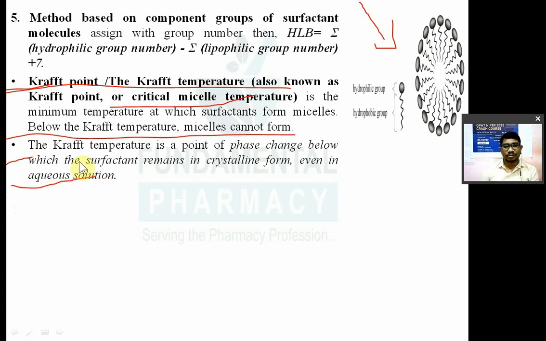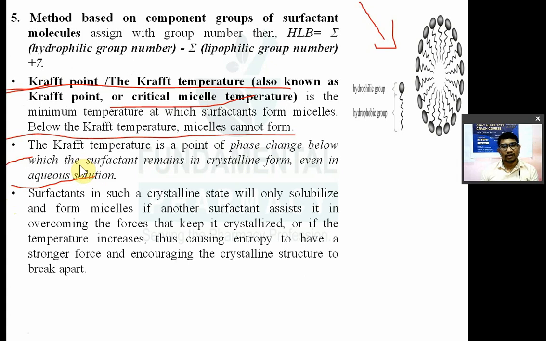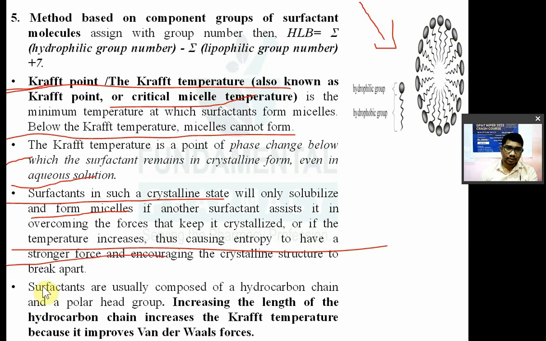Okay, but at the Kraft temperature, the solubility of surfactant will decrease. Now surfactant in such a crystalline state will only solubilize and form a micelle if another surfactant assists. In this case सर्फेक्टेंट माइसिली का फॉर्म करेगा अगर दूसरा सर्फेक्टेंट मॉलिक्यूल उनको असिस्ट करता है, उसके नियर बाय आता है ना, अट्रैक्ट हो जाता है. If another surfactant assists in overcoming the forces that keep it crystallized, or if the temperature increases, entropy has a stronger force, encouraging the crystalline structure to break.